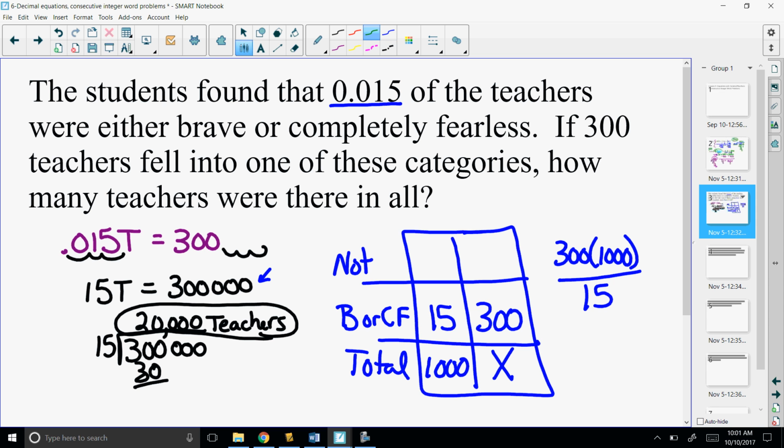Some of you, if you divide by 15, are going to say that 15 times 20 is the 300, and 20 times 1,000 is 20,000 teachers. There's 20,000 total teachers that you would have. Box diagram, which is probably the one I'm more likely to use if students like that better, which in the past they've liked better than trying to set up a decimal equation.